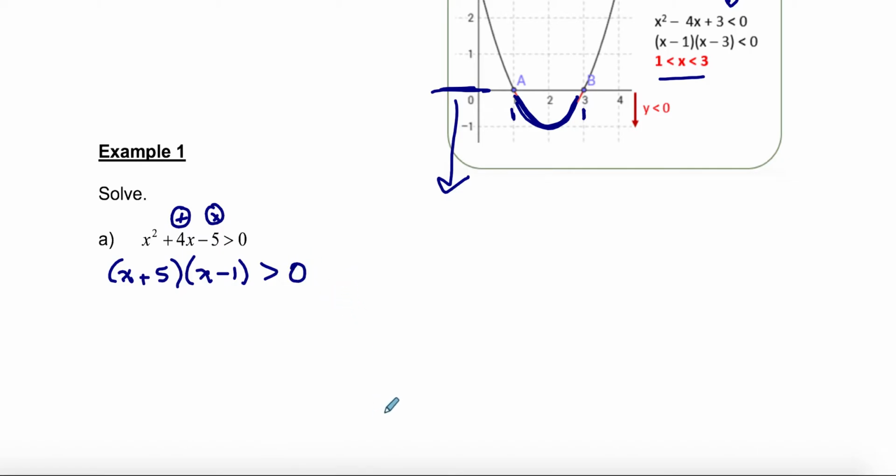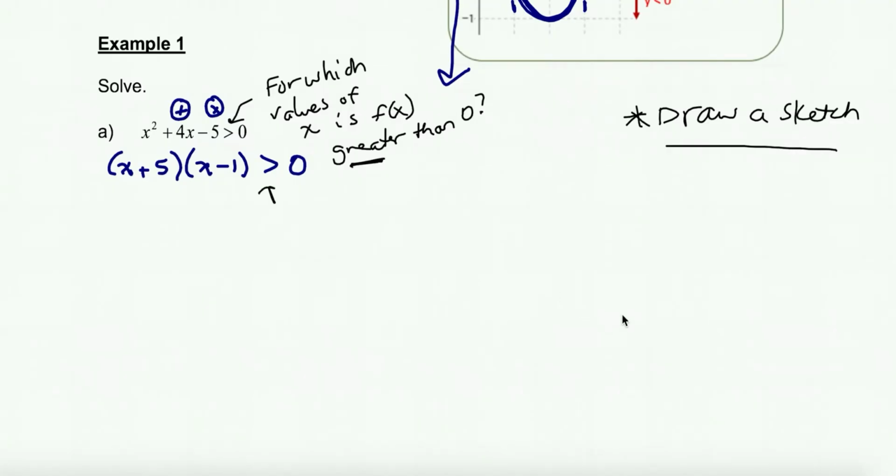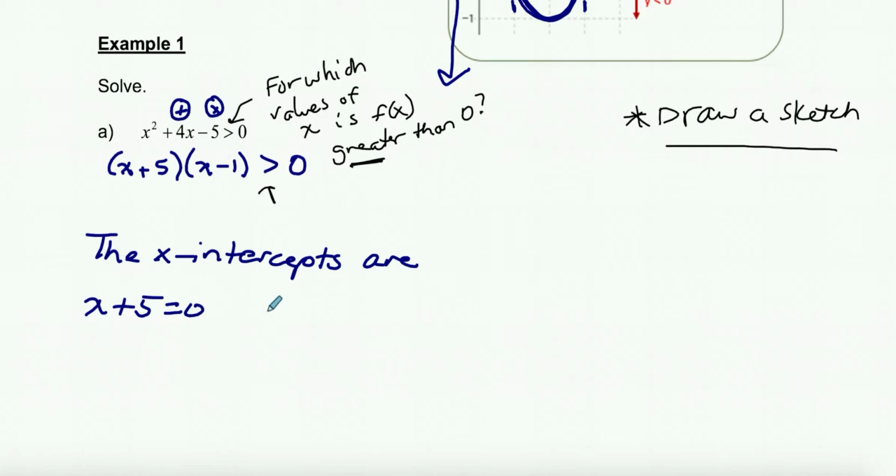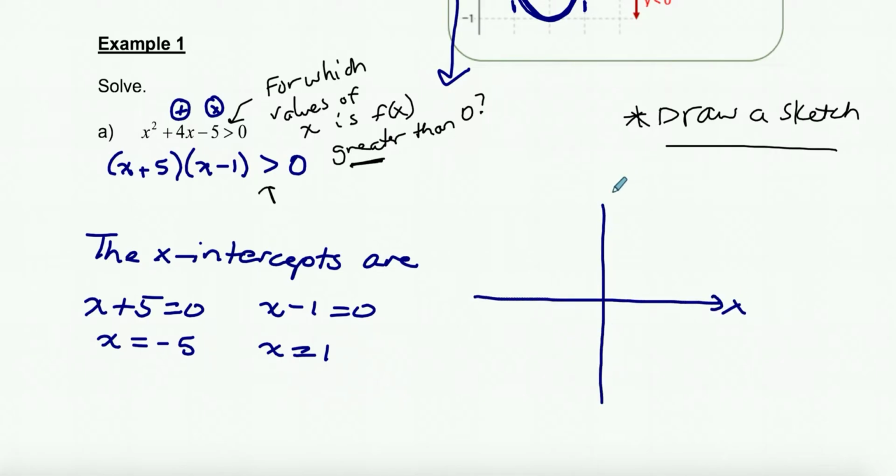I like to use a graph or a little sketch to answer these questions. This is asking, where is this quadratic or this parabola greater than 0? So we do need to know what the x-intercepts are. We can take each factor, just like we've done before, and set it equal to 0. And we know that our x-intercepts are negative 5 and positive 1. So we really do need to have a little sketch. It doesn't have to be super accurate. I just want to see what it would look like.